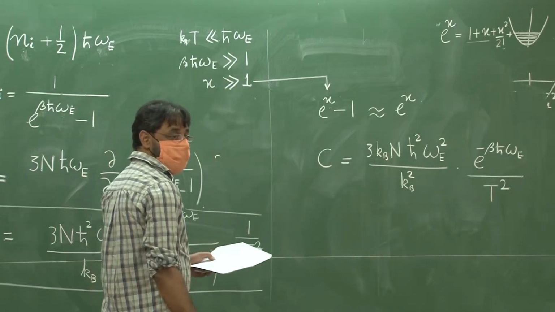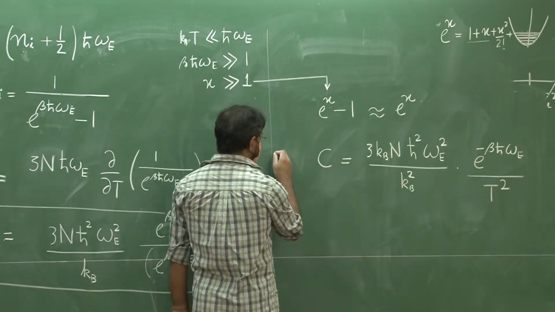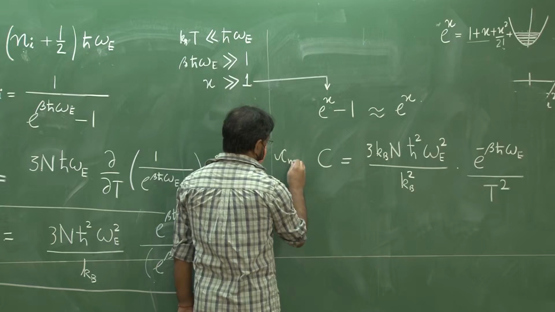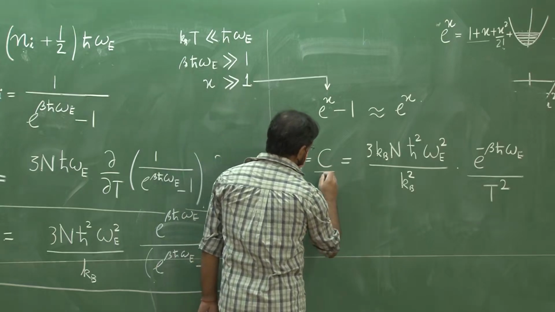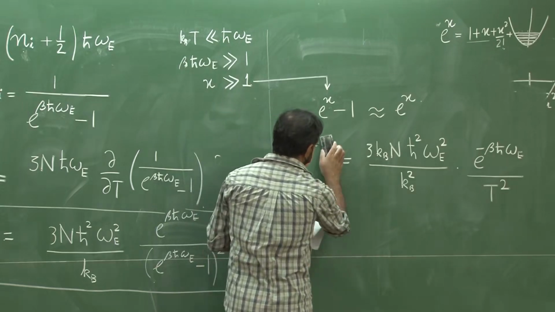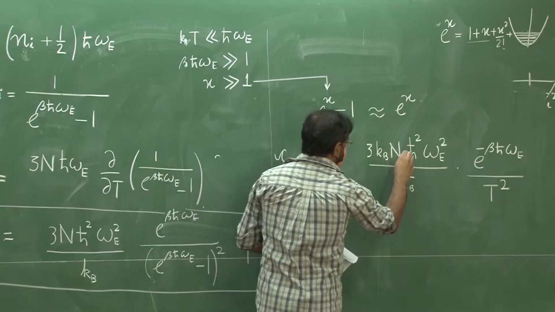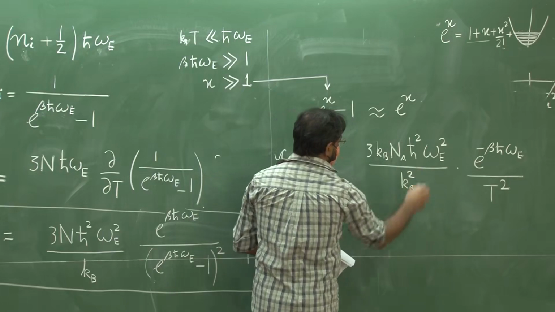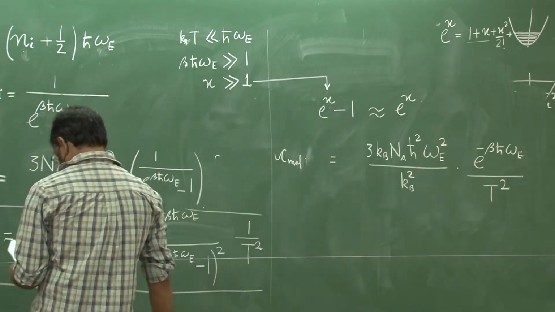And if you want to write little c, that is c molar, then this will become c divided by Na, right? So for 1 mole, here you will replace n by Na, so this will become 3R. Okay, so this is what you get. So how does it go to 0?